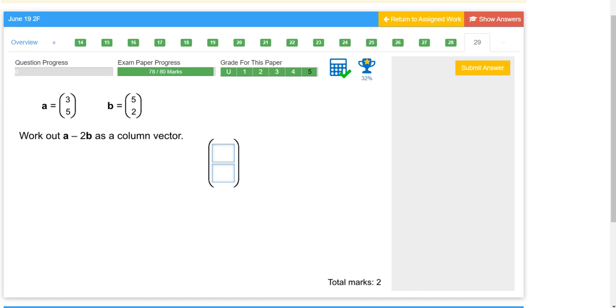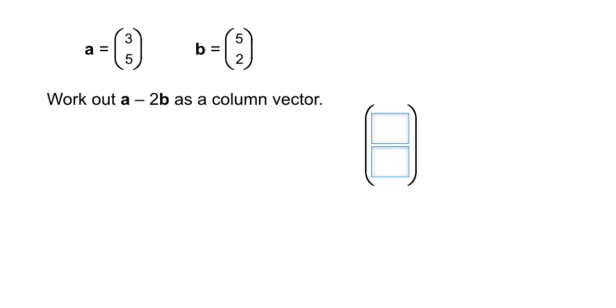And question 29, the last question. So here we're looking at our column vectors. And just to remind you how we do this, we add the x values and we add the y values separately. So first of all, I'm going to look at the x values, and a, the value there is 3. And then minus 2 times b, the value there is 5. So it's minus 2 times 5.